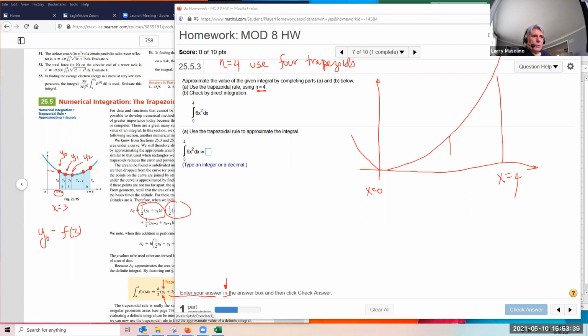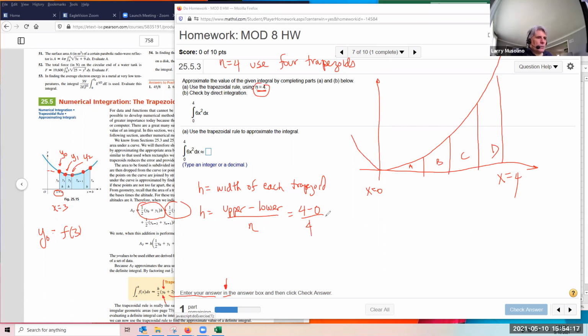All right, so let me draw 4 trapezoids. Here they are. I'll call them trapezoid A, B, C, D. I need to know the width of each trapezoid. We call that h, the width of each trapezoid. There's an easy way to calculate that. You take the upper bound minus the lower bound and divide by the number of trapezoids. In our example, the upper bound was 4, the lower bound was 0, and we said to use n equal 4. So this is 1. The width of each trapezoid is 1 here.